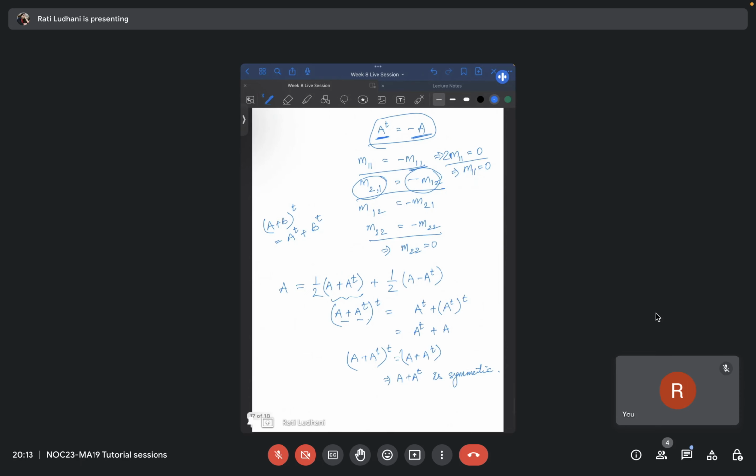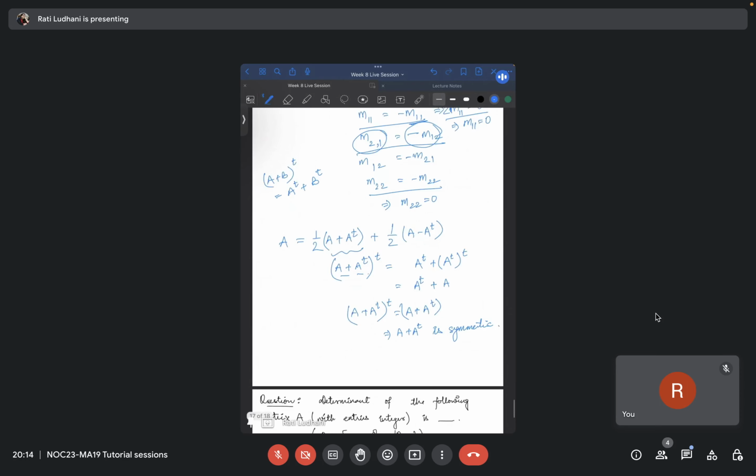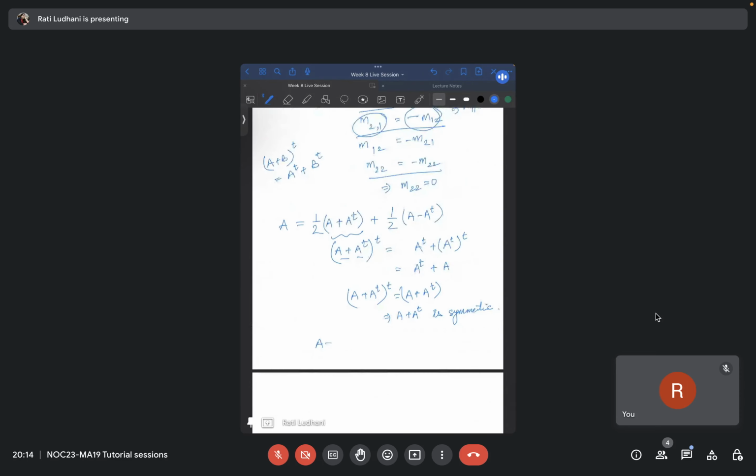And if you consider A minus A transpose, then you take the transpose, what will you get? A transpose minus A. So exactly you can see there is a minus coming into the picture, you can just pull it out. So the transpose of this matrix is minus of the matrix. So this implies A minus A transpose is skew symmetric.